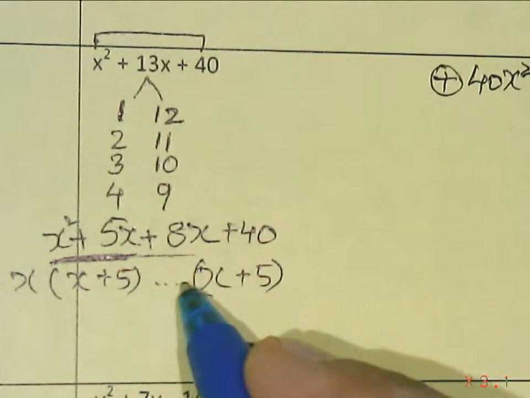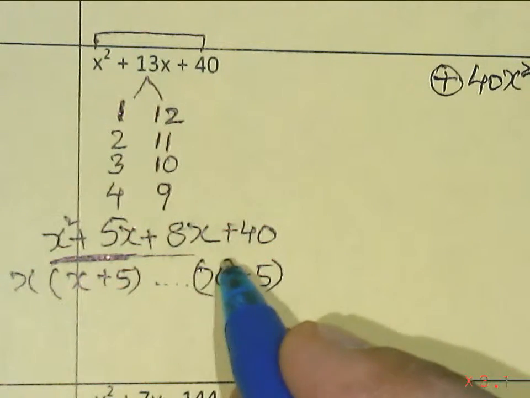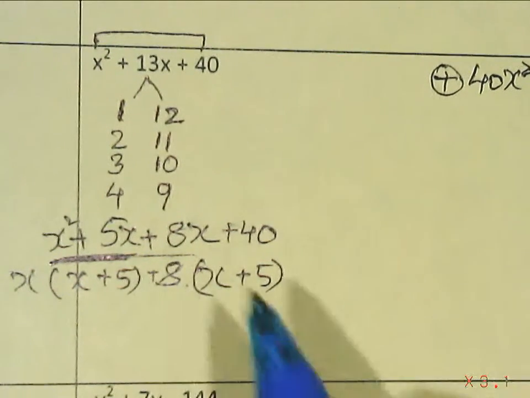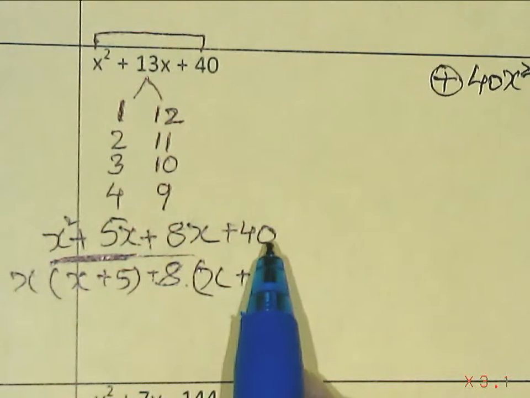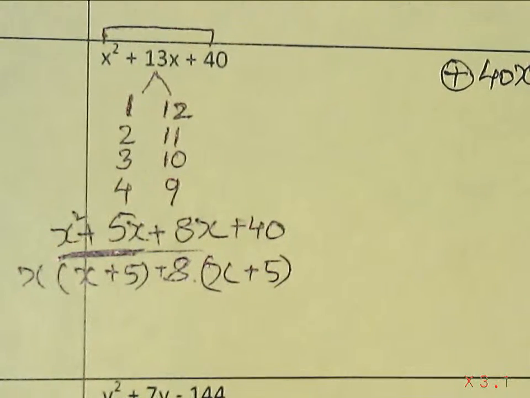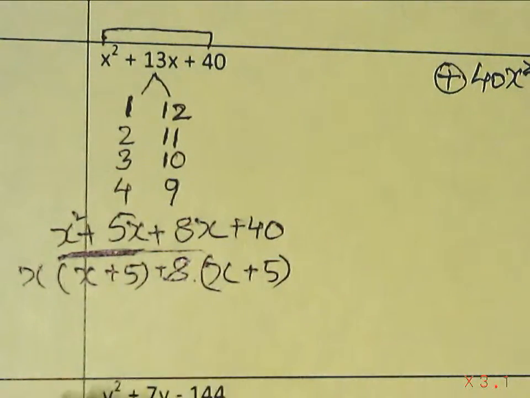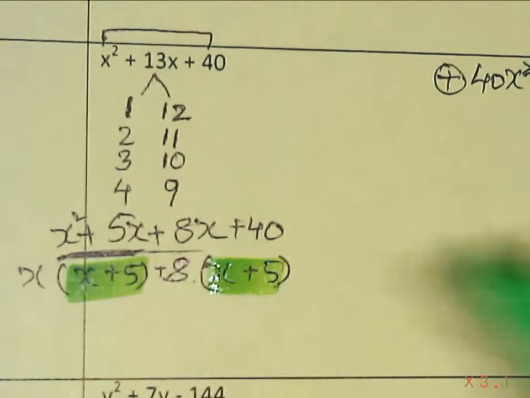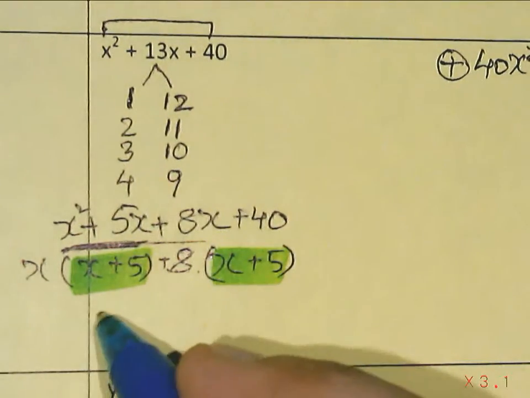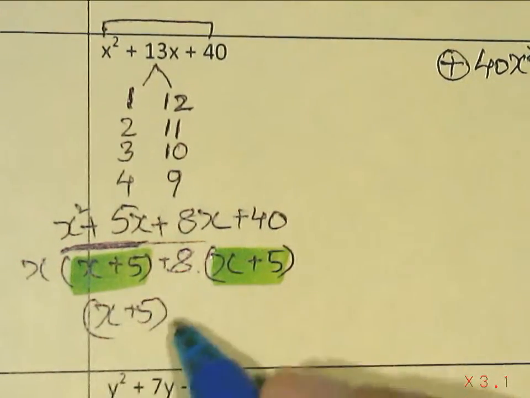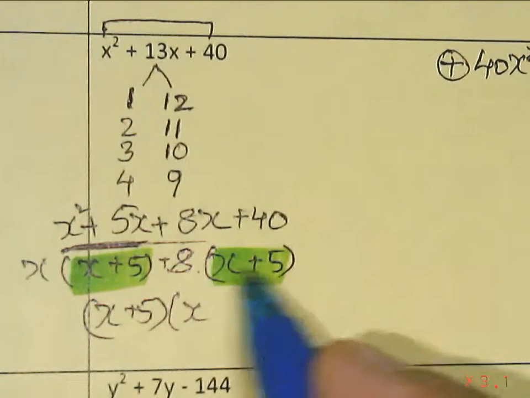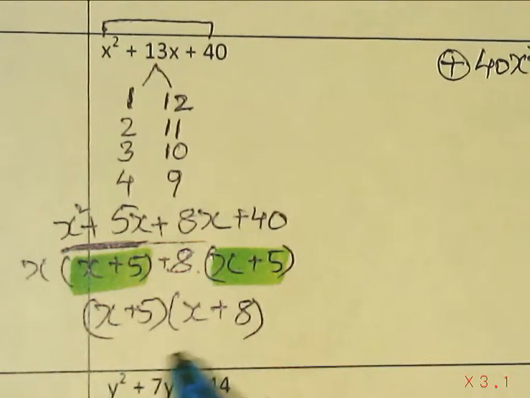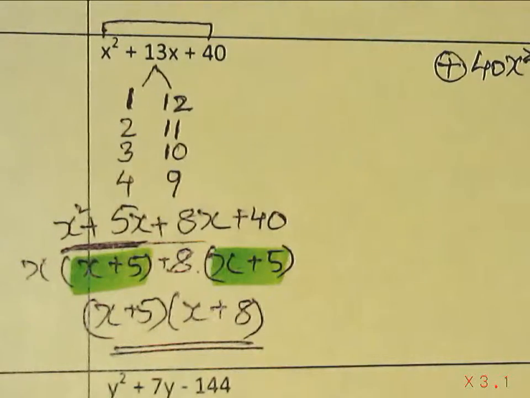Can you guess what number comes here in order to match? That's right, it's 8. Let me check, 8 times x is 8x, 8 times 5 is making 40. Now can you see something common again? Yes, you see that x plus 5 and x plus 5, these two are common. Therefore, if x plus 5 is taken as common, I am left with x here, and with 8 here. So you factorize it this way.